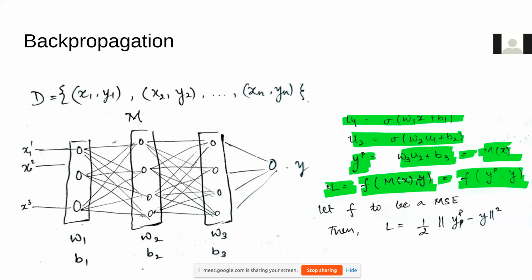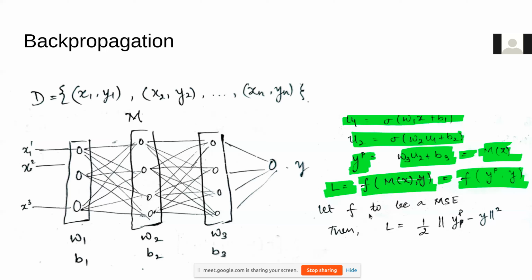And then we can represent this loss function L as nothing but 1/2 the L2 norm squared of yp minus y. So yp is nothing but the predictions made by the network, and y is the true, desired output. And the difference of it has to be minimized. So this loss function ensures that the network prediction should be as close to the ground truth value as possible.